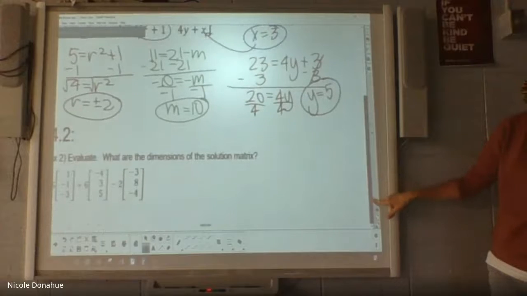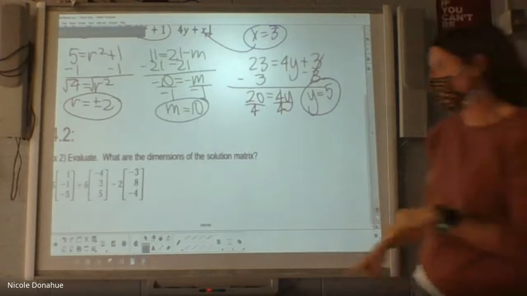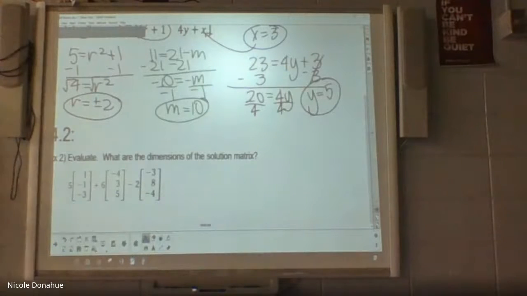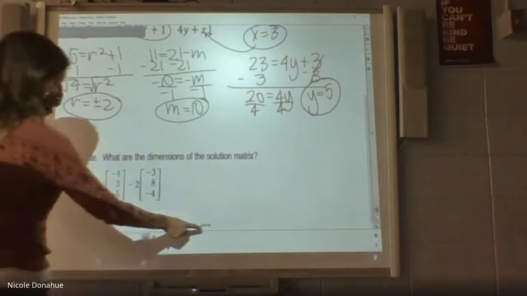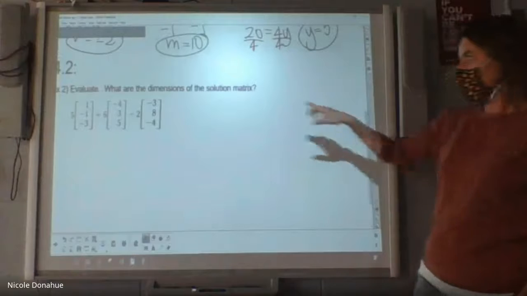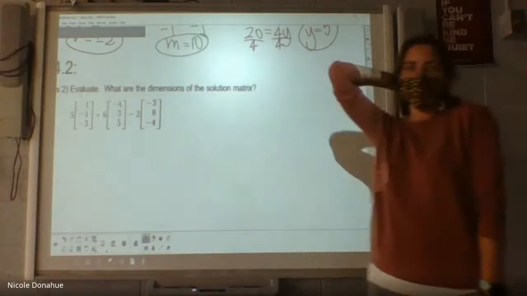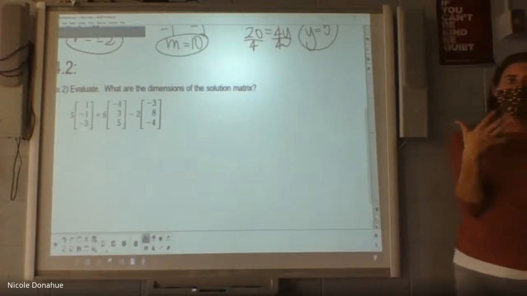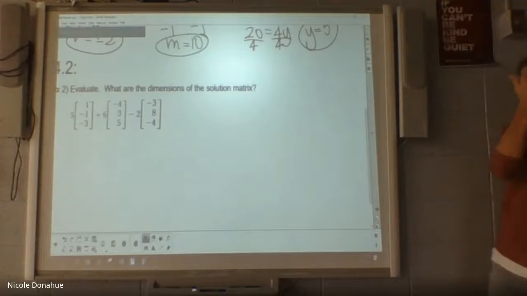Did you guys get a chance to do this next one, the evaluate one? Yeah. So this one has scalar multiplication and addition and subtraction in it, so it has a lot going on here. And if you didn't notice the question, it asks what are the dimensions of the solution matrix? So once you're done and you find an answer, what would the dimensions be? That's the size, rows by columns.